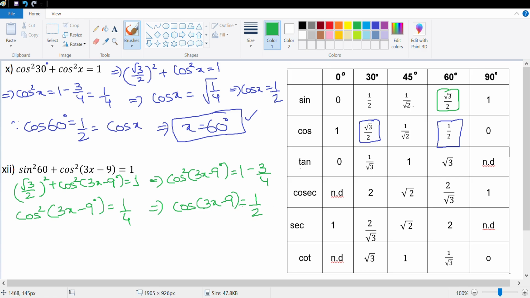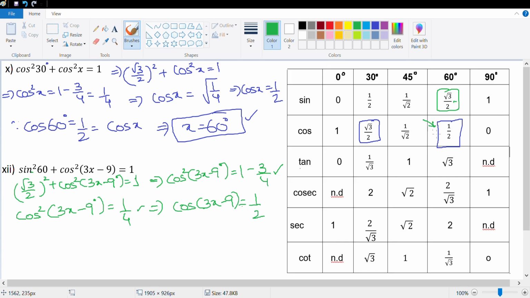Now sine 30, why did I change this? Oh, this is cos, not sine. Let me just recheck the question. I replaced the value of sine 60. Yes, that became root 3 by 2 whole square plus cos square (3x minus 9). So cos square (3x minus 9) is equal to 1 minus 3 by 4, which is 1 by 4, which means cos (3x minus 9) is equal to 1 upon 2. So this is the value of cos 60 degree, right?